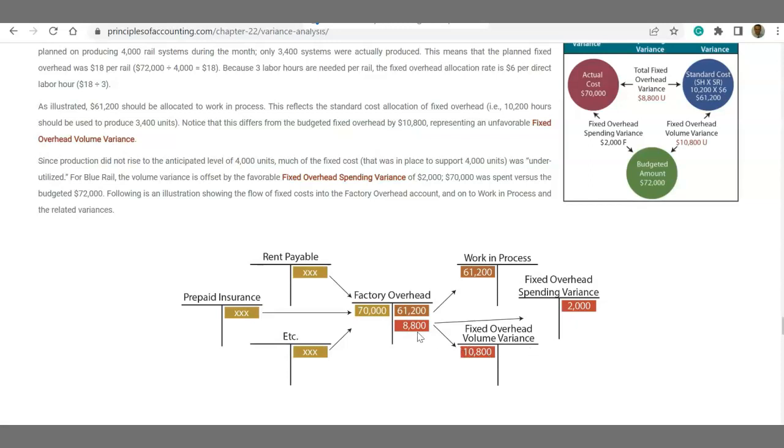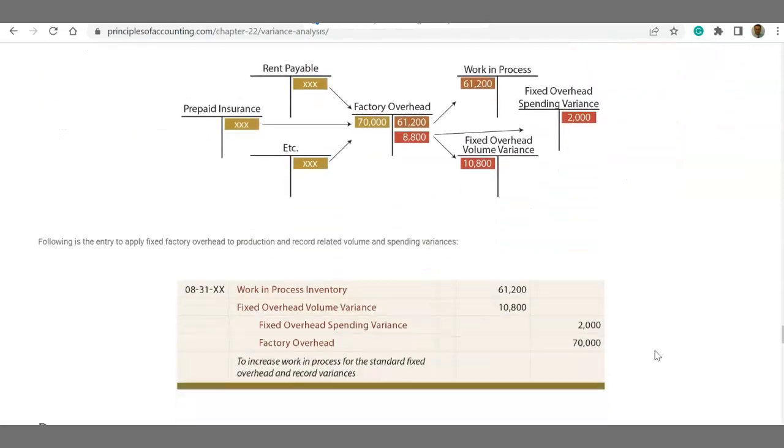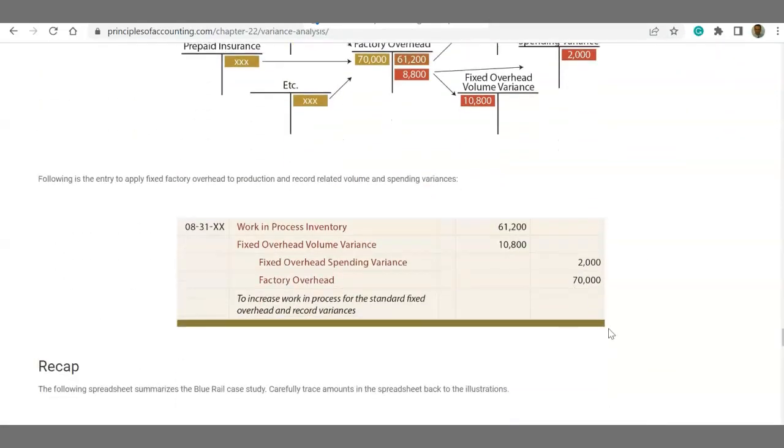The result is a credit of factory overhead. So the journal entry is debit factory overhead volume variance 10,800, which is a bad thing, and then credit fixed overhead spending variance 2,000, which is a good thing. And then we credit factory overhead for the difference. So the factory overhead ends up to be 0 at the end of the period. And that's the journal entry.